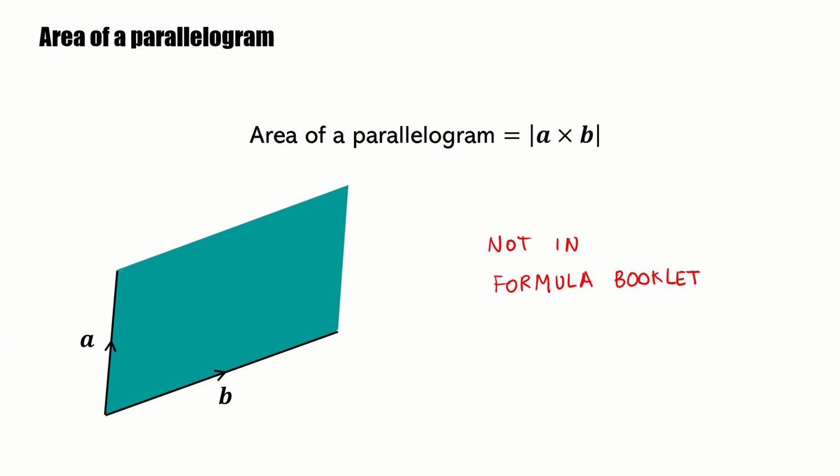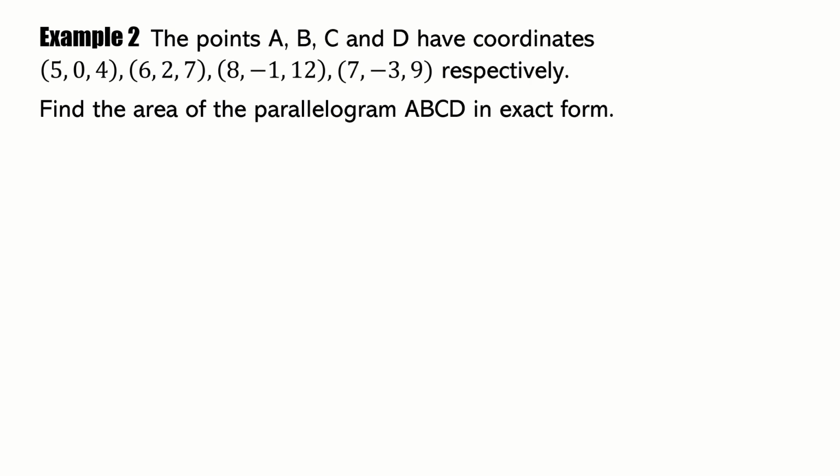So let's launch into a second example. We've got the 4 points A, B, C and D, and we've got their coordinates, and we need to find the area of the parallelogram ABCD in exact form. Bear in mind that when they write it like this, ABCD, with the letters referring to the vertices, they're giving you a clue as to which corners are connected to which corners to form the shape.